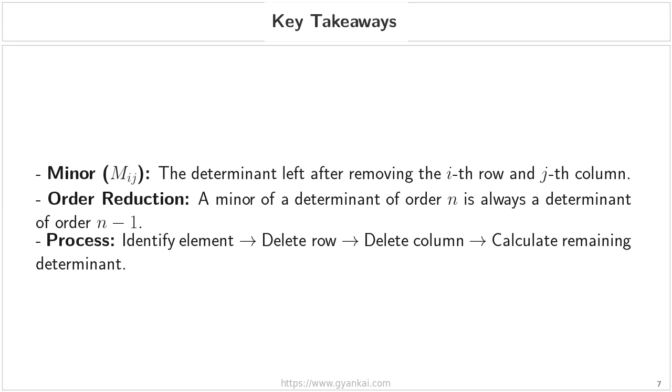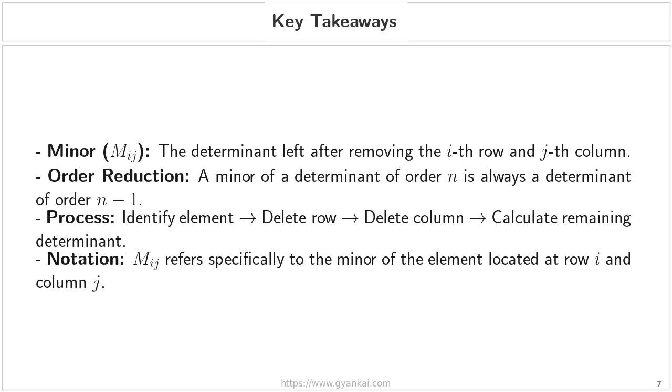Third, let's summarize the process. To avoid any confusion, always follow this systematic flow. First, identify your target element. Second, delete its row. Third, delete its column. And finally, calculate the value of the remaining determinant.